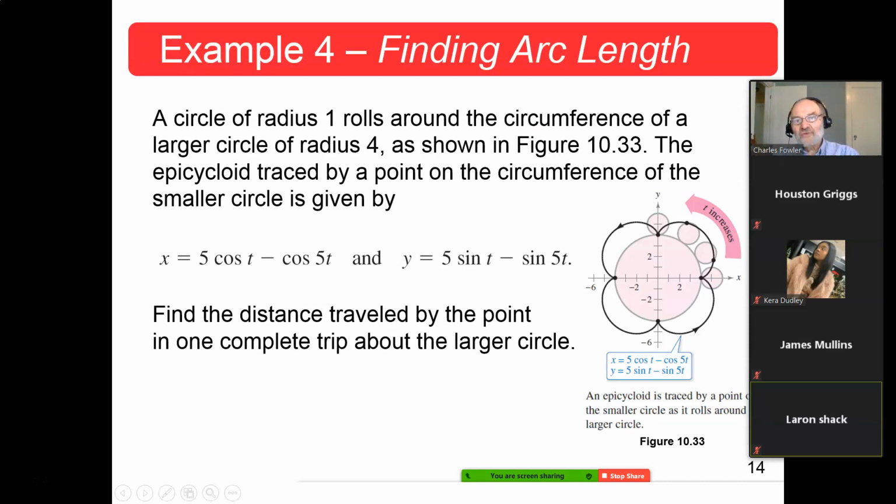okay? So a circle of radius 1 rolls around the circumference of a larger circle of radius 4, as shown in the figure. Then the epicycloid, traced by a point on the circumference of the smaller circle, would be, and it just depends on where you're starting. At t equals 0, you would start here, and then you're rolling this way, so this picks up and goes up to here, as that rolled. This amount here and that amount there are the same.